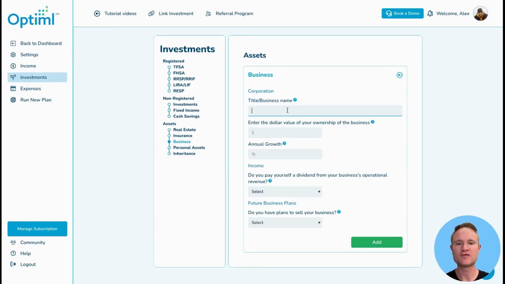You can then put the name of your business and add the total value of the business or your ownership of the business. Next, input the annual growth rate of the business.